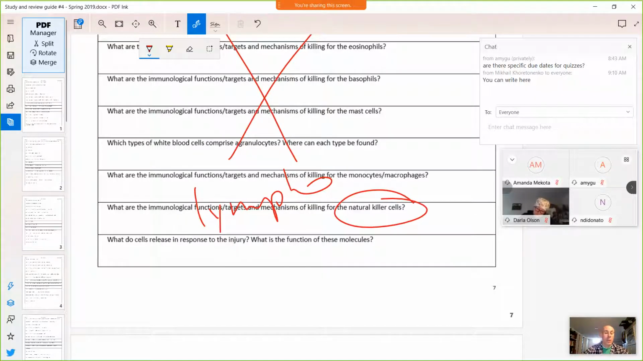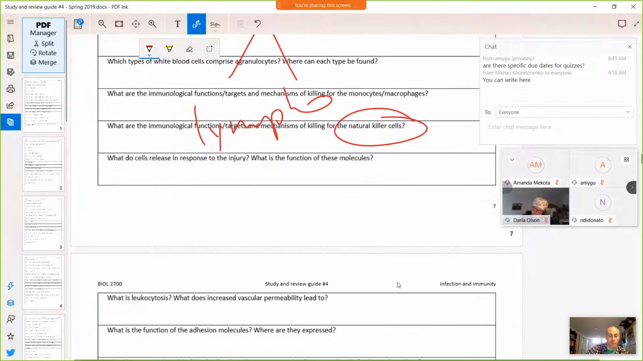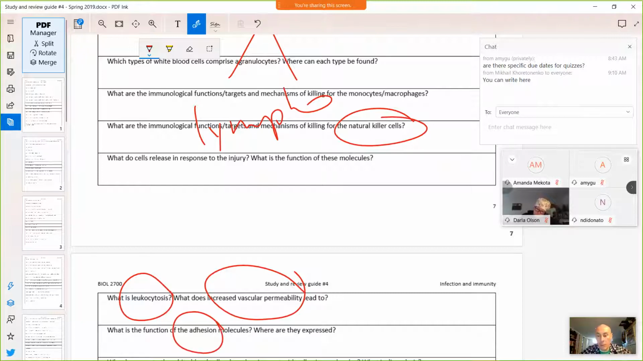So, response to the injury. There is a tissue injury. In response to injury, cells release inflammatory cytokines. Inflammatory cytokines have several effects. They cause leukocytosis, they increase vascular permeability, and they stimulate production of adhesion molecules on the blood vessels, on the endothelial cells. So leukocytosis means a lot of new white blood cells.